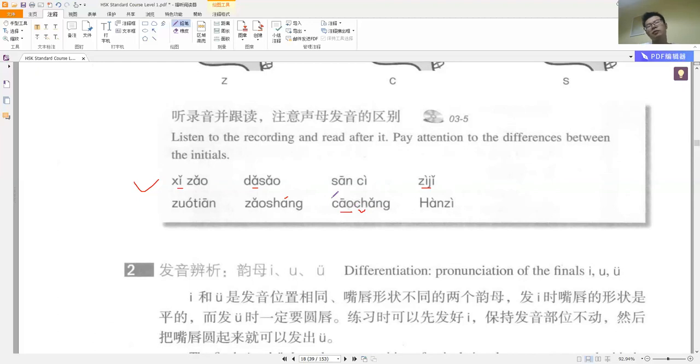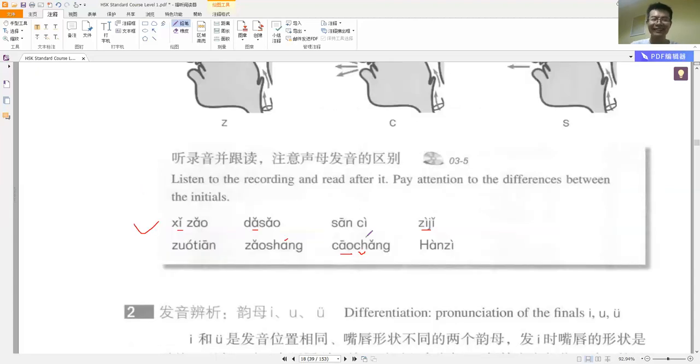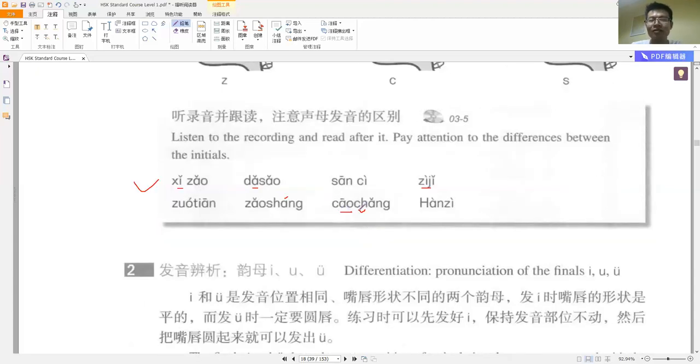The different tones. Well, I don't know how to pronounce the English word. If I pronounced it wrong, comment below and let me know. Thank you. Ao, cao chang, cao chang. An, he, an, han, han, han, han zi. Chinese characters, han zi.